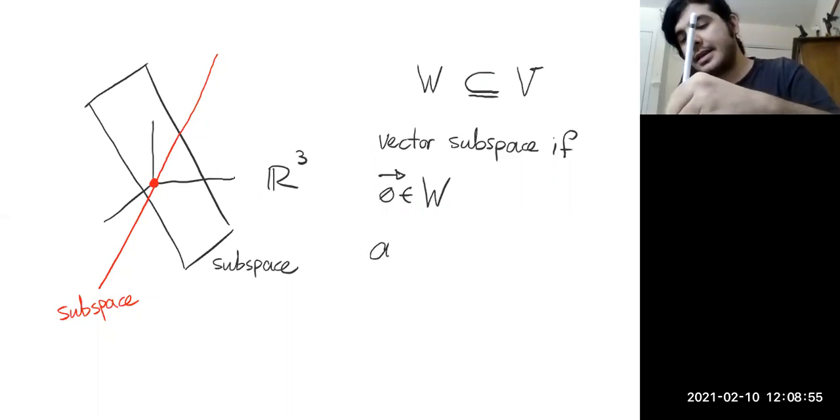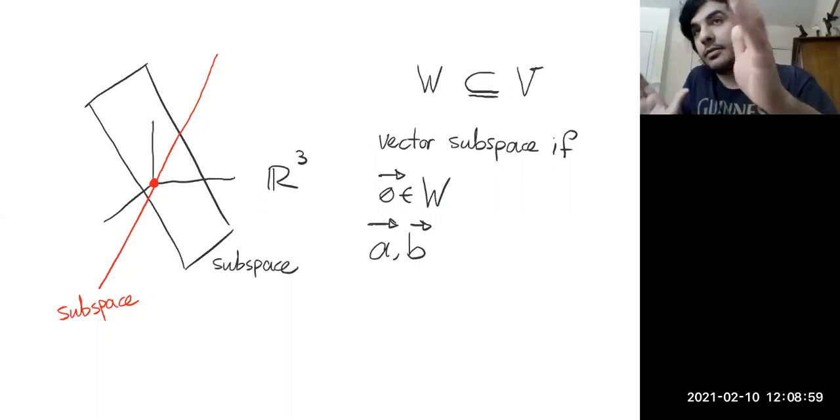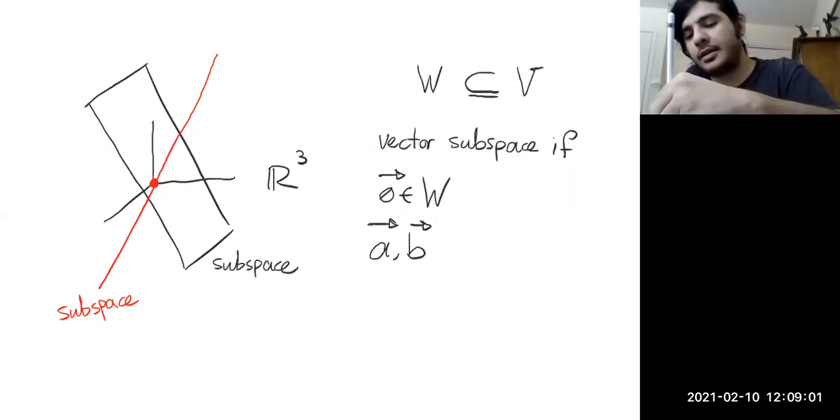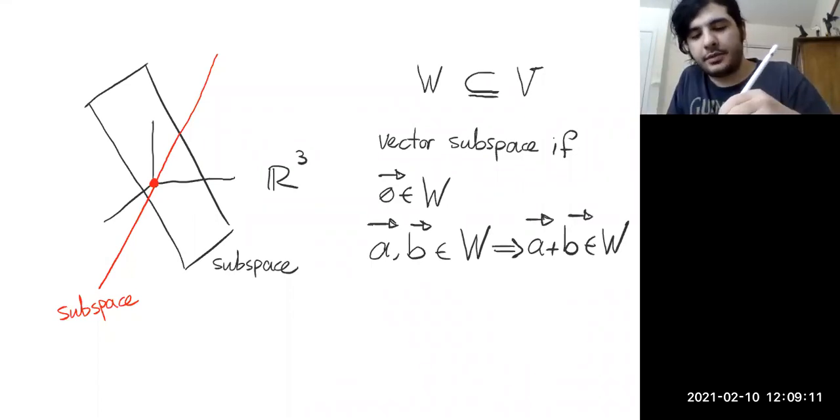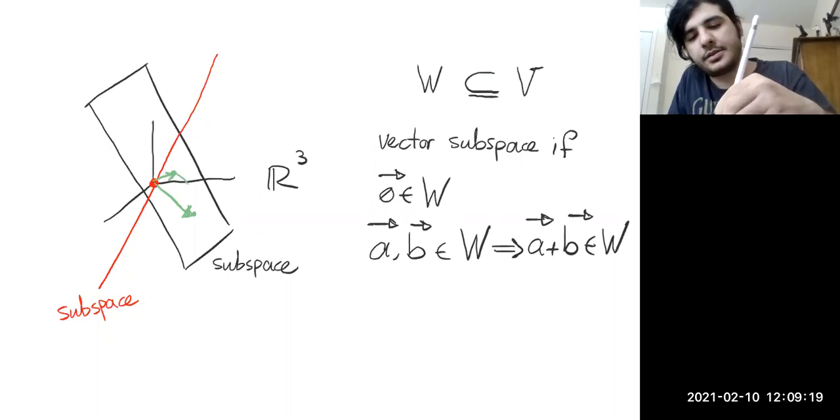The second thing is that if we have two vectors A and B inside this W, their sum should also be inside it. So for example, if I take one vector here in this plane and another vector here in this plane, their sum would still be inside this plane.